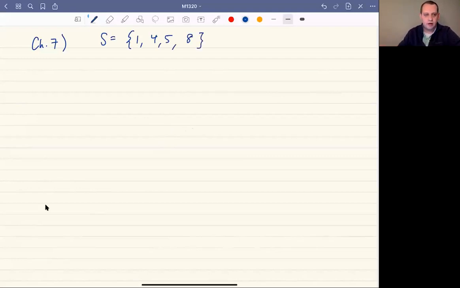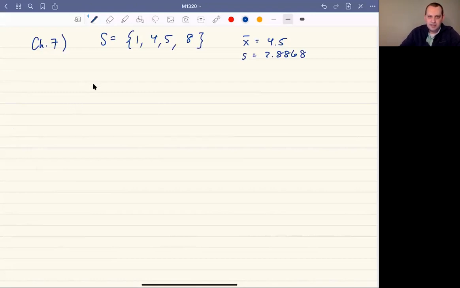You could use R to calculate the mean. If you typed in x equals c(1, 4, 5, 8) and stored the data, you could figure out that the mean is 4.5. So this is the sample mean, 4.5. And the sample standard deviation turns out to be 2.8868.